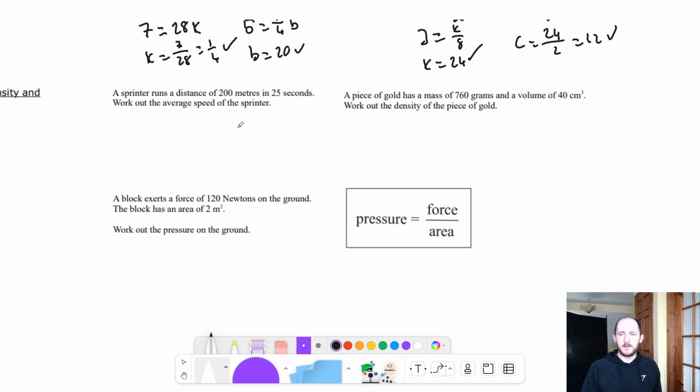So speed is just equal to distance over time. So 200 over 25, and you should be able to then work out what the units are. So that would be 8. Yeah. So what are the units? Well, the distance was in meters, so I'm going to write meters. And the time was in seconds, so I'm just going to put /seconds. That's how easy it is.